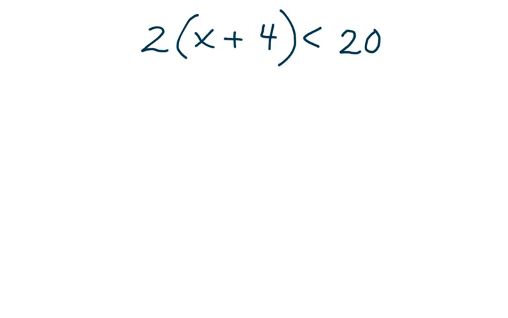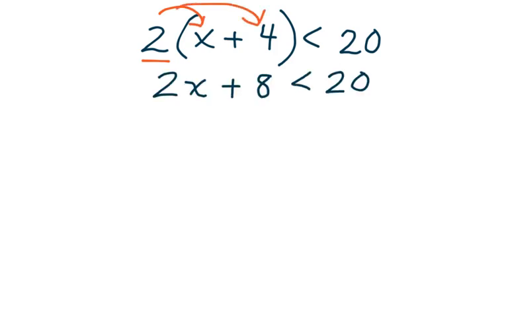Now let's look at another one where there is a set of parentheses. Now we have the inequality 2 times the quantity x plus 4 is less than 20. The first thing we have to do is get rid of the parentheses. We do that by distributing this 2 to everything inside the parentheses. Now notice that we have 2x plus 8 is less than 20.